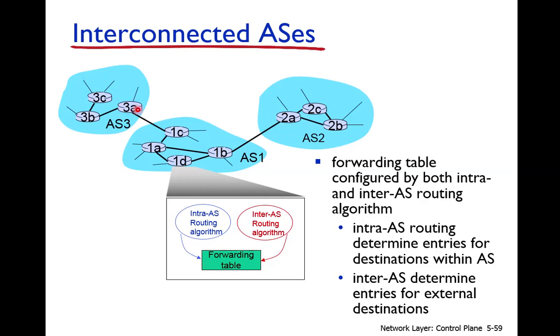So 3A is a gateway, 1C is a gateway, because it is connecting autonomous system number 1 to autonomous system number 3. 1B is a gateway because it connects autonomous system number 1 and autonomous system number 2. 2A is a gateway. Why? Because it connects autonomous system number 2 to autonomous system 1. So we can say that if a router connects two autonomous systems, then that is called a gateway router. It is a specialized router. And a router which is not connecting with more than one autonomous system is called a normal router.